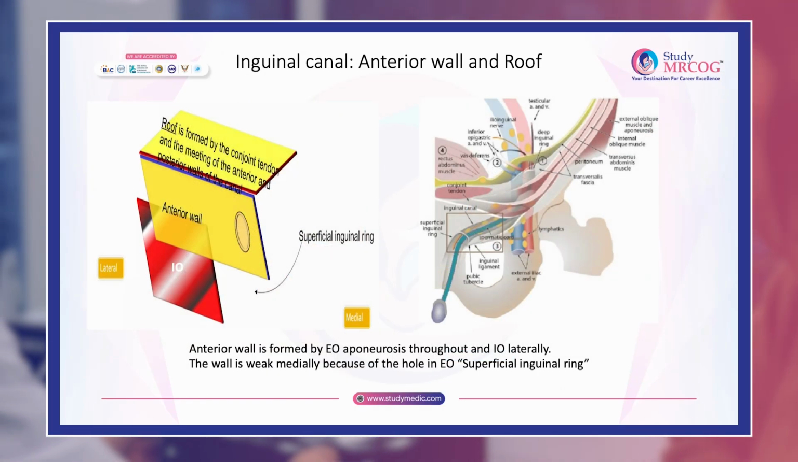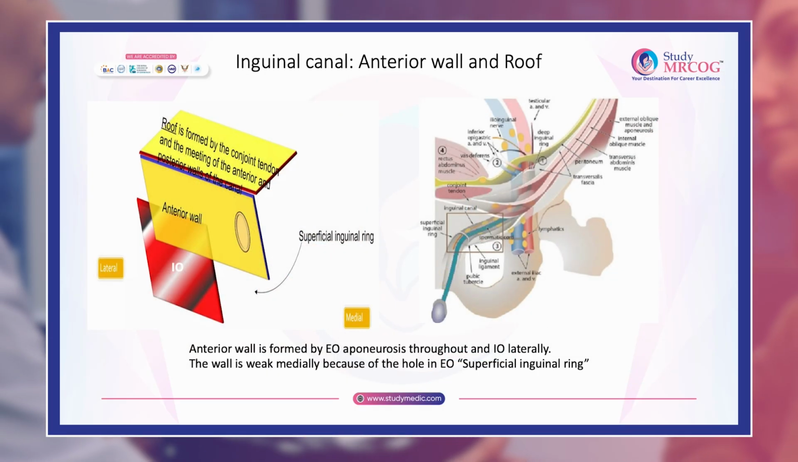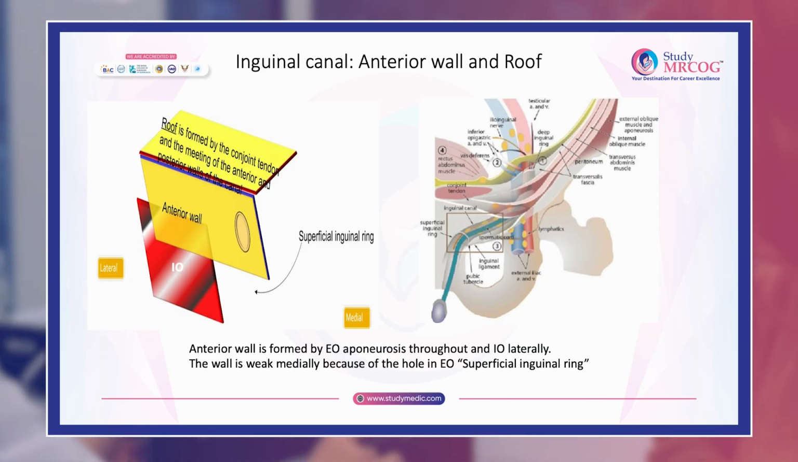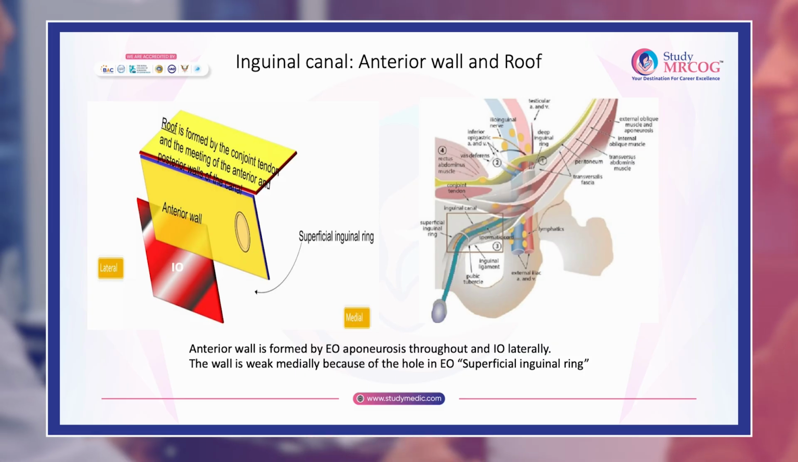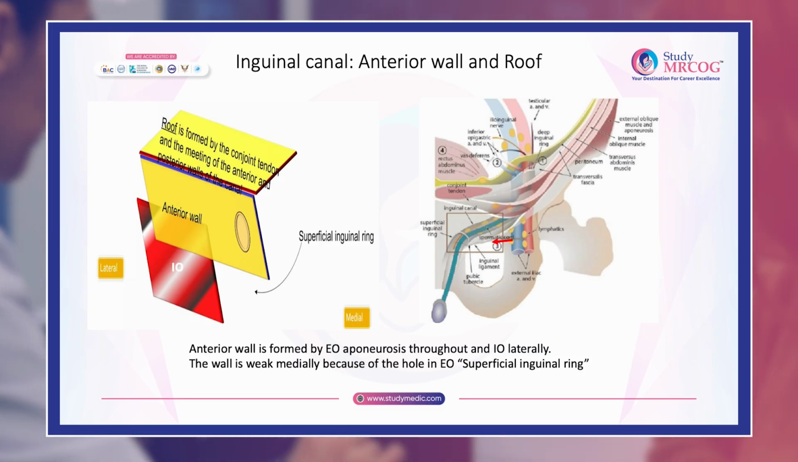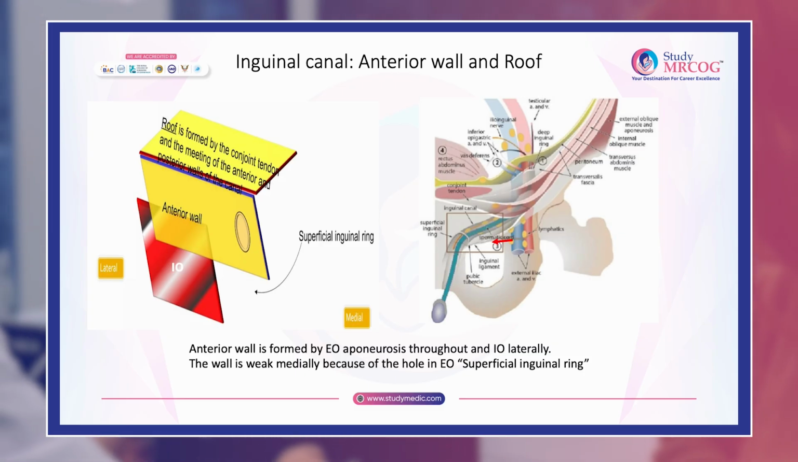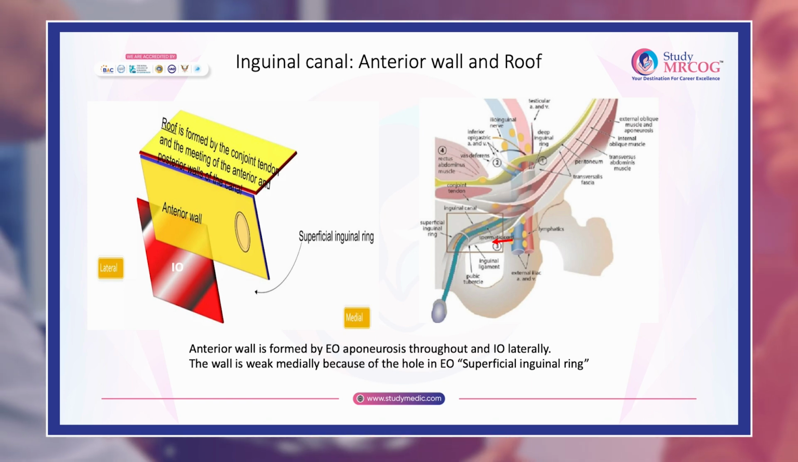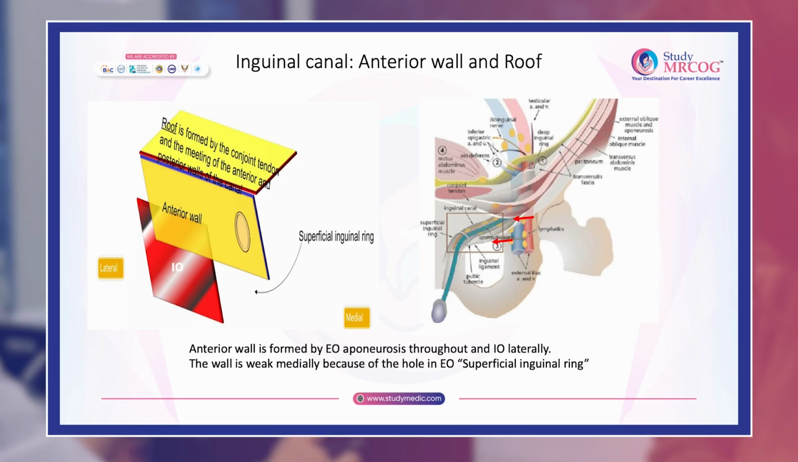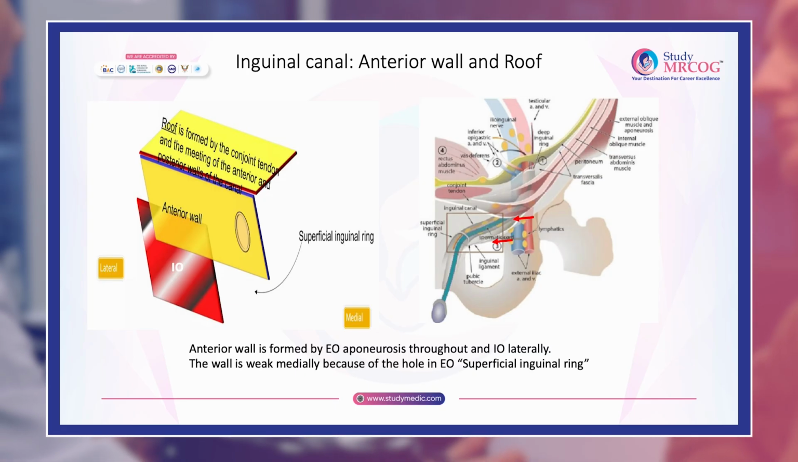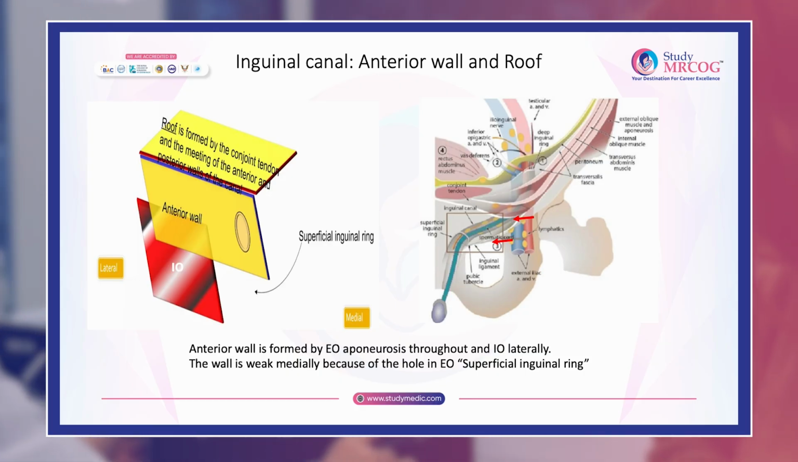So let's talk about the anterior wall, which is formed mainly by the external oblique aponeurosis, and laterally it is reinforced by the internal oblique muscle. The roof is formed by the arching fibers of the internal oblique and the transverse abdominis muscles, which form the conjoint tendon. So the roof is formed by the conjoint tendon.